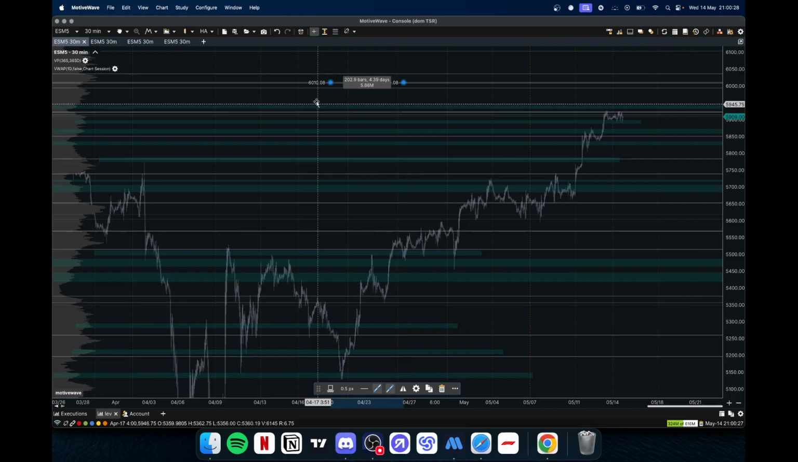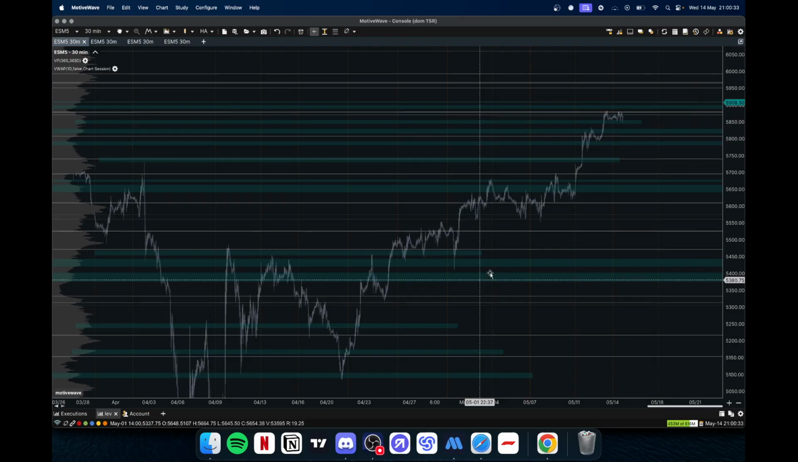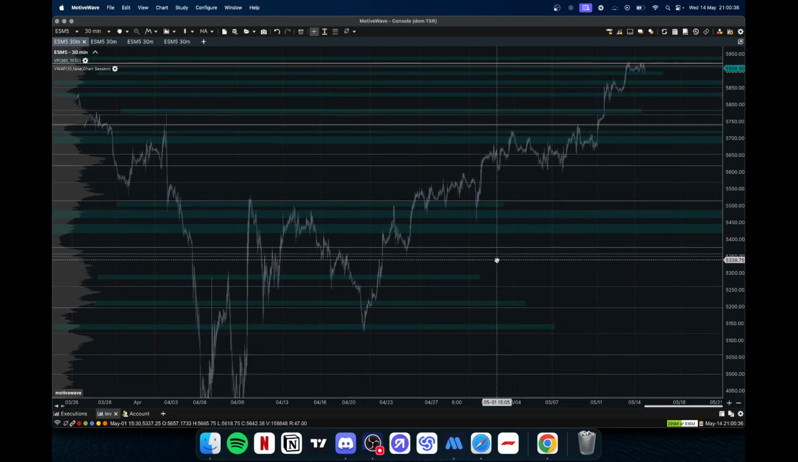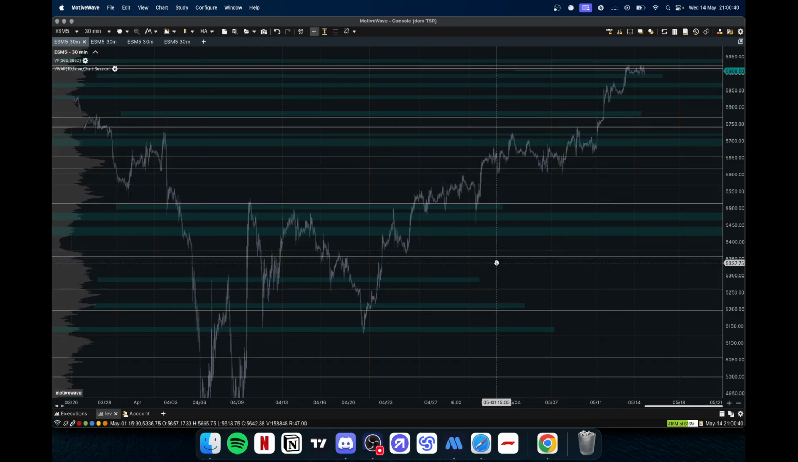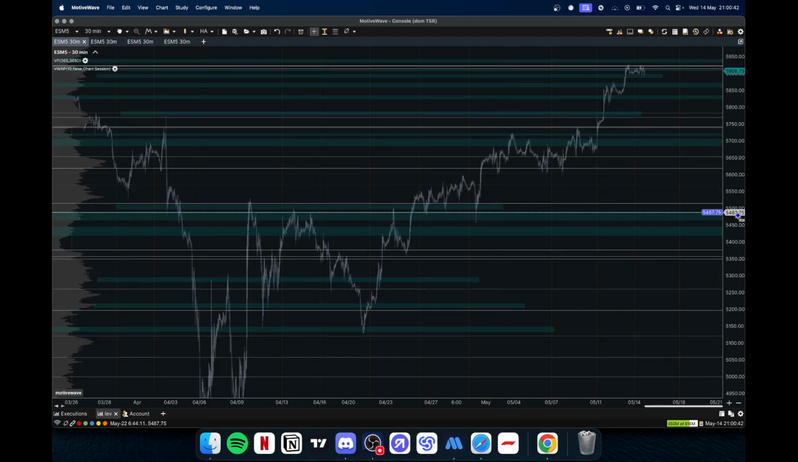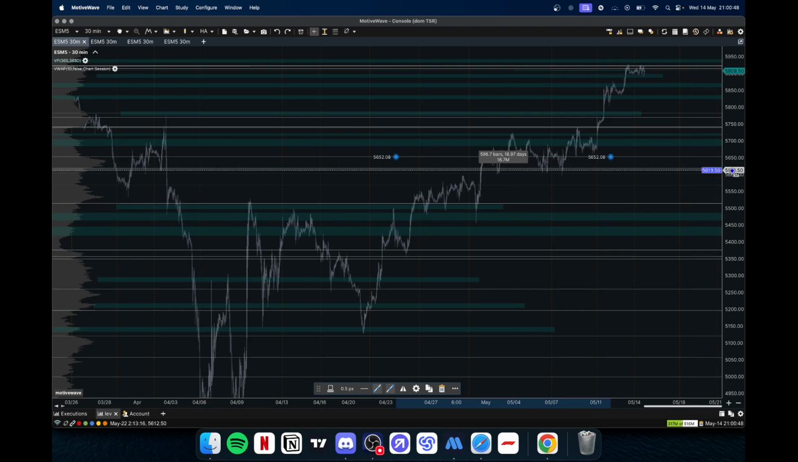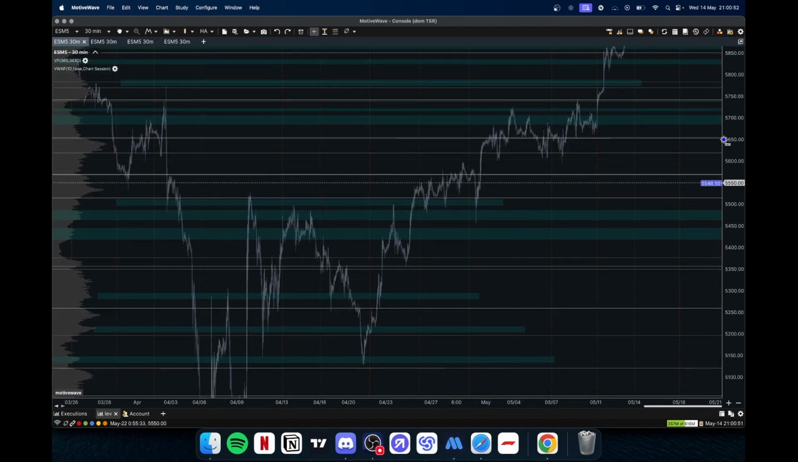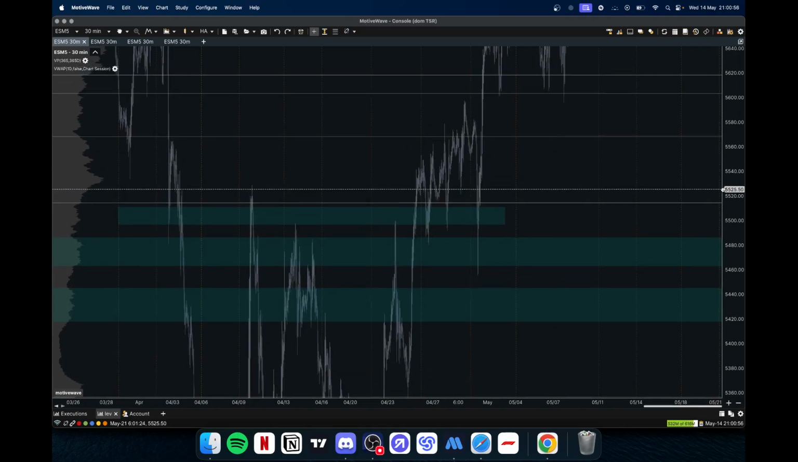Yeah, I think this is all my levels, man, off of the volume profile. There aren't that many levels. It only looks big because I'm zoomed out, right? But if I zoom in, oh my god, I can't even click my chart. It's much different.